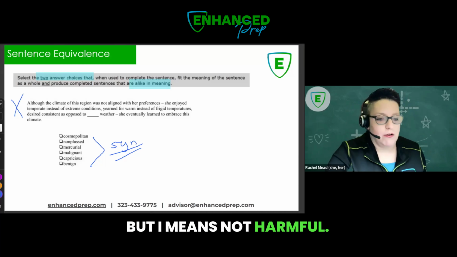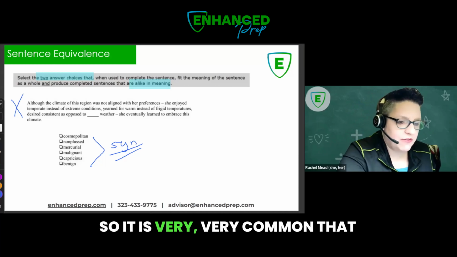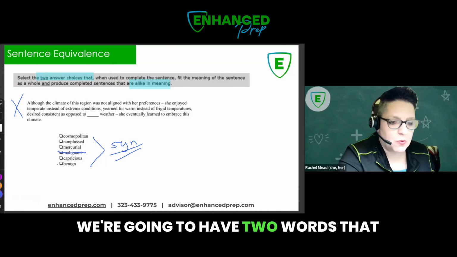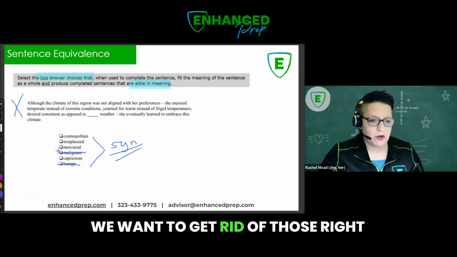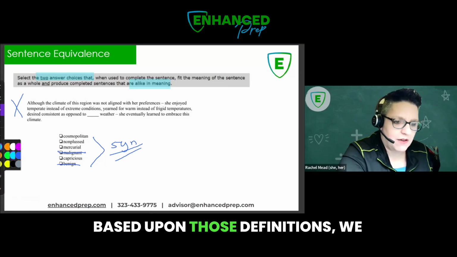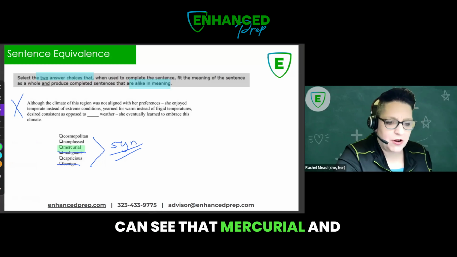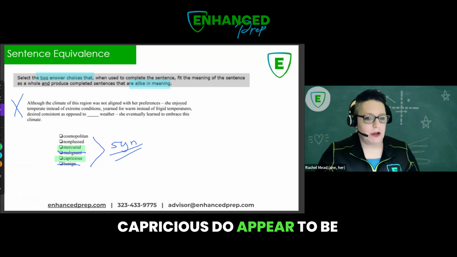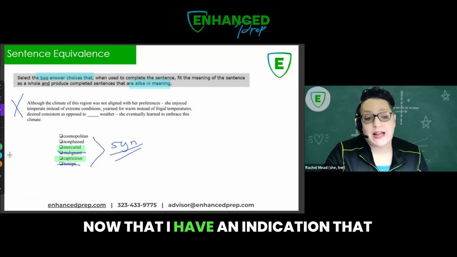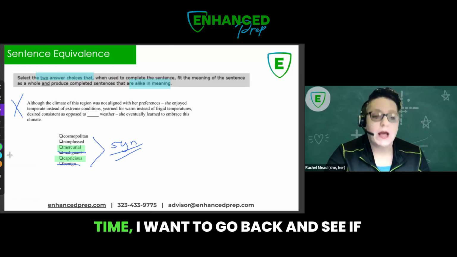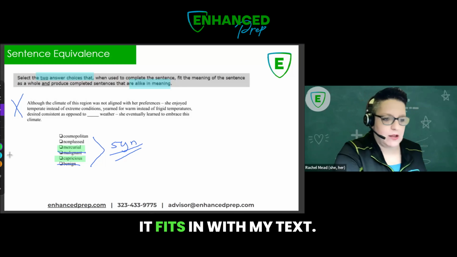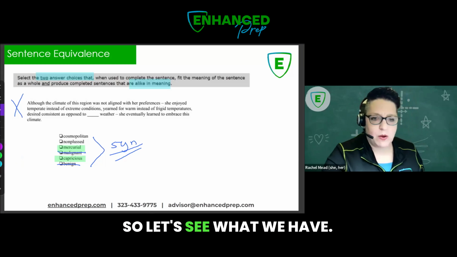Benign means not harmful. So it is very, very common that we're going to have two words that are antonyms or opposites. We want to get rid of those right away. Based upon those definitions, we can see that mercurial and capricious do appear to be synonyms. Now that I have an indication that is my answer, and assuming I have time, I want to go back and see if it fits in with my text. So let's see what we have.